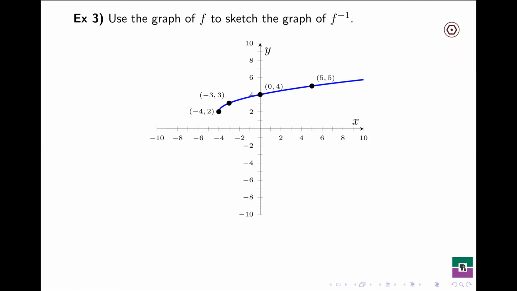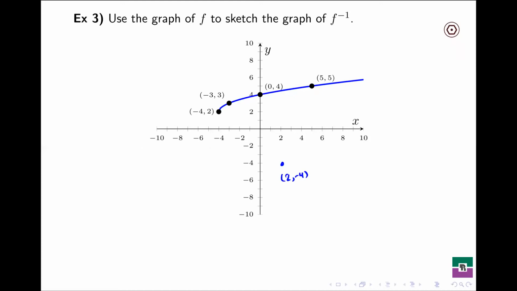Look at this first point. It was (-4, 2). So whenever x was -4, it went to the function value 2. So the inverse function is going to reverse that and send 2 back over to -4. So (2, -4) is going to be on the graph of its inverse function. And that happens for all the points and all the coordinates on the graph of that original function. All of them get interchanged.